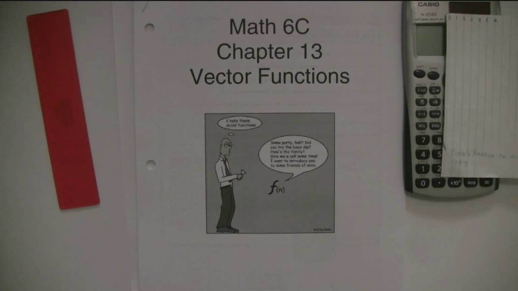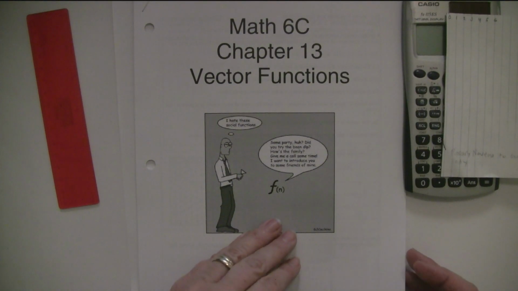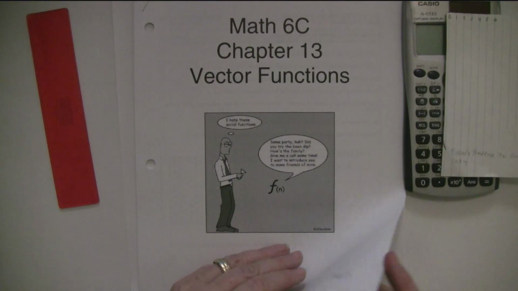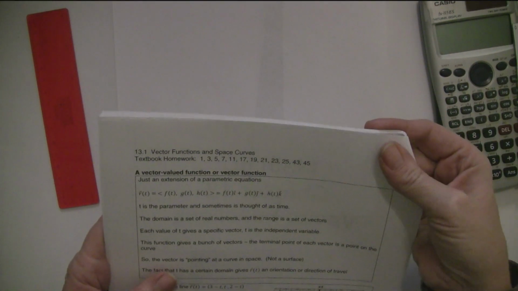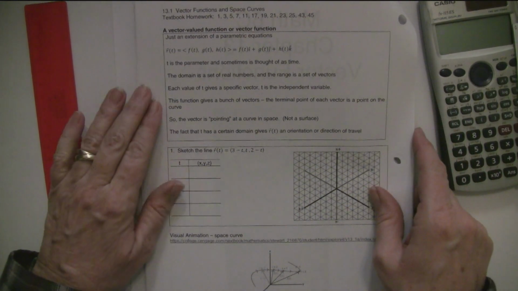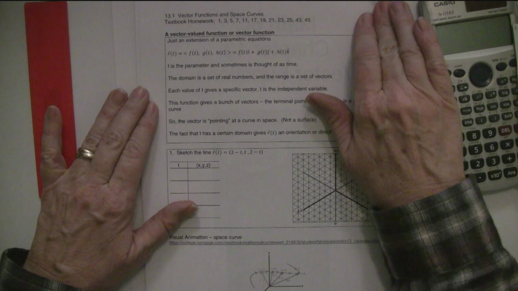Doing chapter 13, section 13.1, paper review. Here we go. Chapter 13 is about vector functions. We started looking at some vectors in chapter 12, and so they tell us about some vector functions here in chapter 13.1.